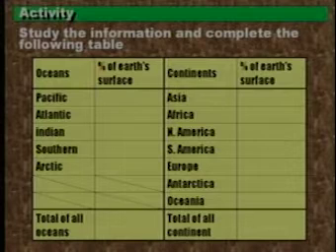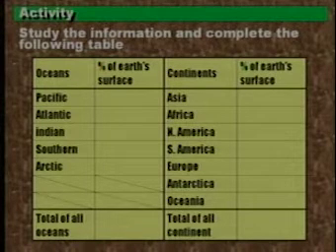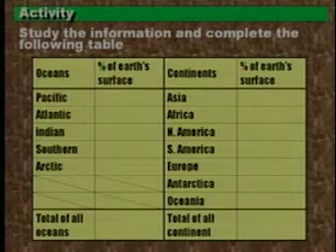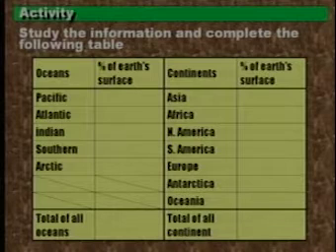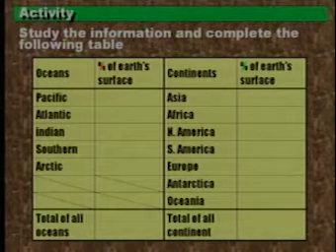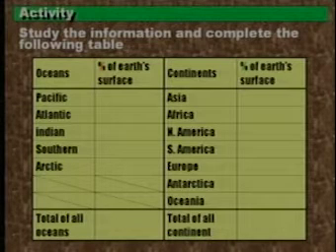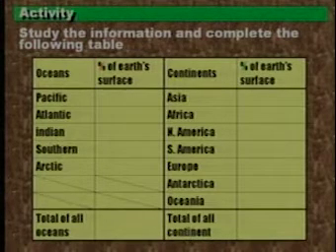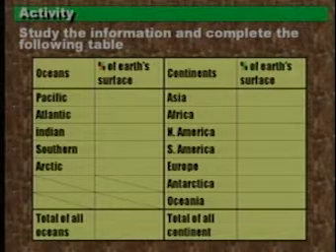You do the same for the continents. You have the Asian continent, the African continent, North America, South America, Europe, Antarctica, and Oceania. Then you work out the percentage of the Earth's surface which is covered by the continents, and then you write the information in the space provided. Once you have got all the percentages, you work out the total, and you should come up with the total percentage of the Earth's surface that is covered by all the continents. Okay, so that's the third activity you are going to work on.